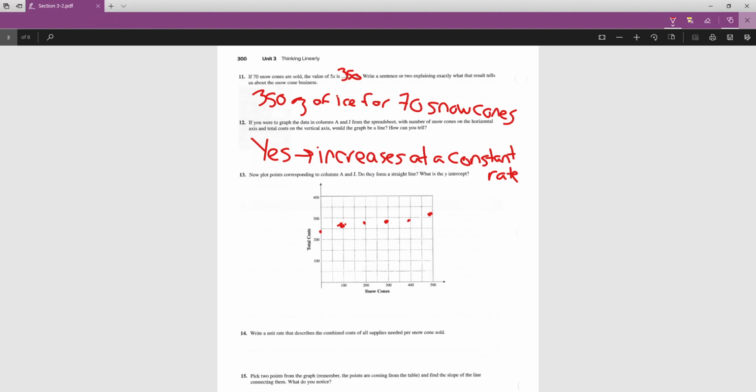What is the y-intercept of this line? Where does it cross the y-axis? Or better yet, when there are 0 snow cones sold, what is the startup cost? The startup cost is $245 when there are 0 snow cones sold.